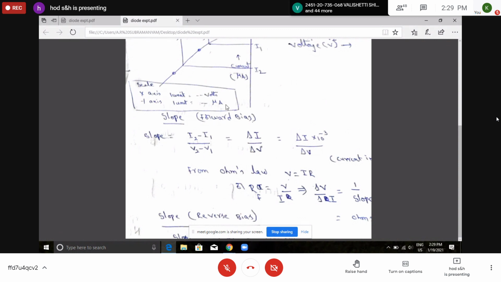The same you follow in the reverse bias also. You find the slope, but here current can be taken into 10 to the power of minus 6 because it is expressed in microamps, and find the slope. 1 by slope will give you the resistance of the diode in the reverse bias. So this is the result part.